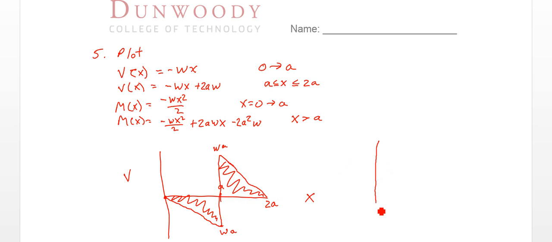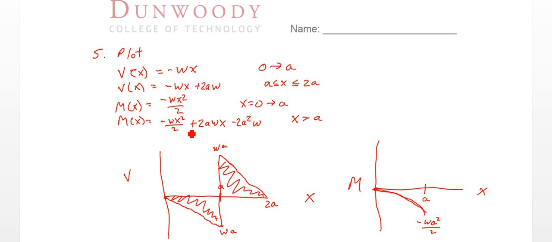I'll do my moment right next to that. Here's x, here's my moment. So in the first half, up until point A, I'm going to get negative wx squared over 2. So at 0, that's 0. It's going to be increasing negative until we get to A, and it's going to be a parabola shape, right? It's x squared. So at A, this equals negative wa squared over 2.